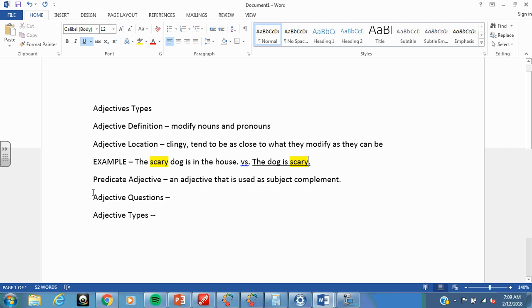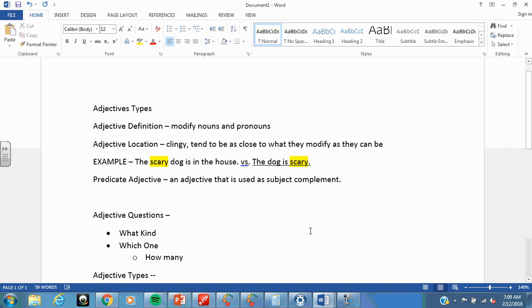Let's take a look at adjective questions. Your book has probably more of these than you need. There are really two questions that adjectives answer depending on their types. Adjectives can answer the question, what kind, or they can answer the question, which one. Sometimes, very rarely, they can answer questions like how many, but generally speaking, an adjective is answering one of those two, what kind and which one.